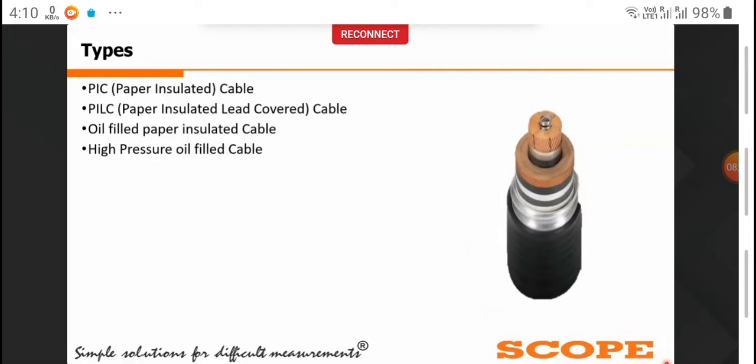After that, the oil filled cables. In oil filled cables, oil is used as the insulating material, in which oil is maintained within the cable at a certain pressure, and mineral oil is used in this type of cable.